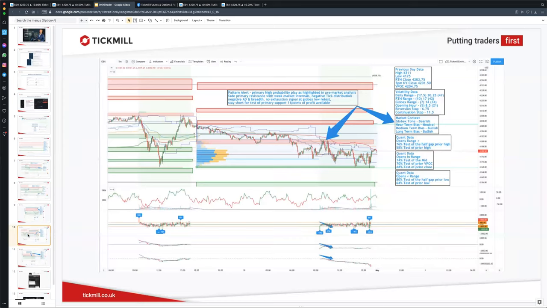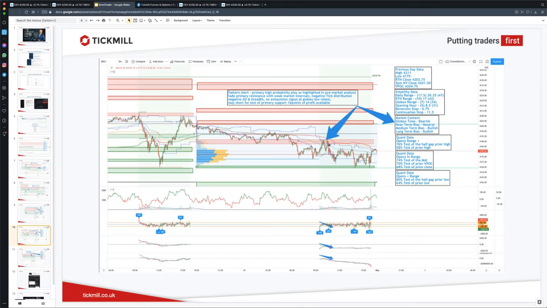So on this day, we came in and the high probability play in the pre-market analysis was to fade primary resistance, as long as we had those weak internals and a negative tick distribution. So the market opened up and came into the primary resistance. You can see we had a negative AD line, breadth rolling over, and a negative tick distribution. So our trade there was to go short the market.